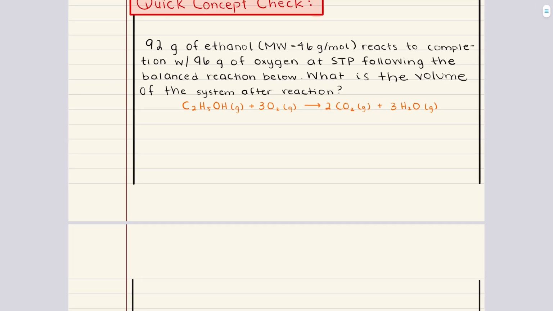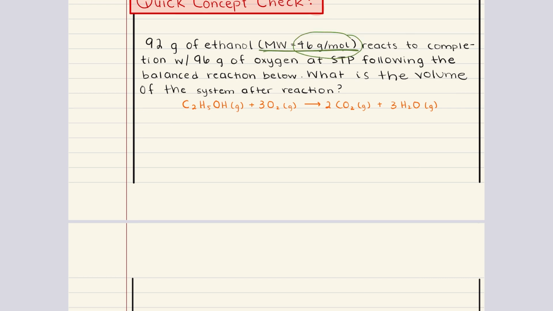This first problem says 92 grams of ethanol, which has a molecular weight of 46 grams per mole, reacts to completion with 96 grams of oxygen at STP following the balanced reaction below. What is the volume of the system after the reaction? So in this reaction, we have 92 grams of ethanol and 96 grams of oxygen gas. Our goal is to determine the total volume of gas.